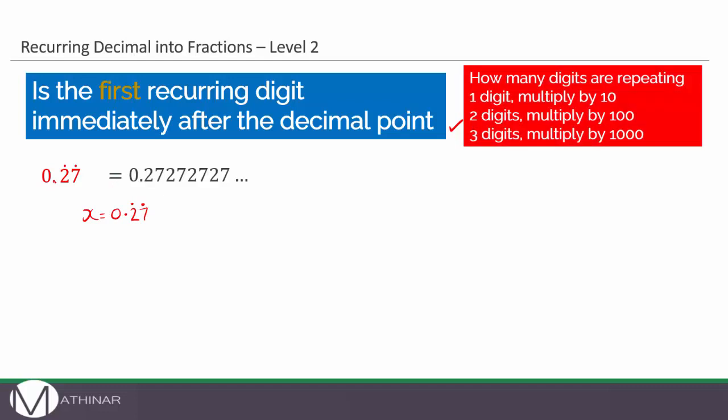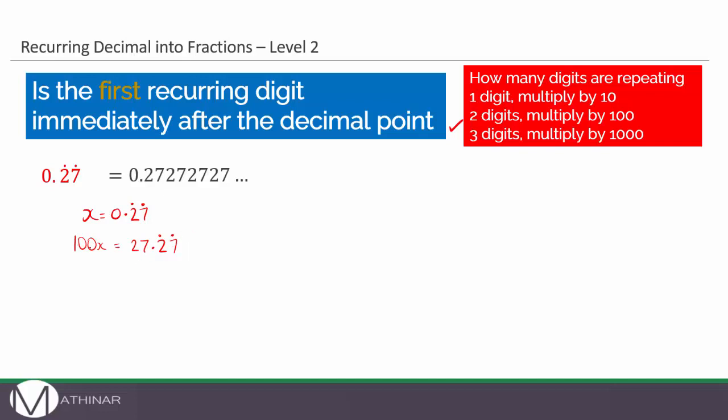Then how many digits are repeating? Well, in this question, can you see it's the 2 and the 7 that are repeating? So we have 2 digits repeating. So if we have 2 digits repeating, we need to multiply by 100. So if we multiply this equation by 100, we get x times 100, which is 100x. And this number times by 100 is 27.27 recurring.